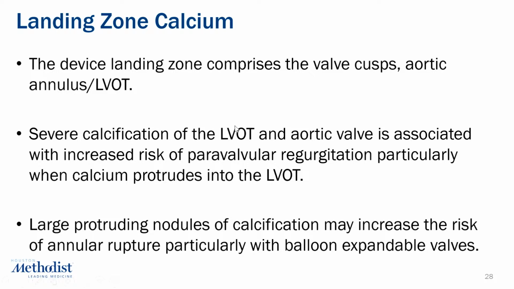So severe calcification of the LVOT and the aortic valve is associated with an increased risk of perivalvular regurgitation, especially when that calcium protrudes inside the LVOT. And so that's another reason why we do the aortic valve areas. We want to give an idea of how much calcification there is. And then large protruding nodules of calcification may increase the risk of annular rupture, especially when you're using balloon expandable valves.